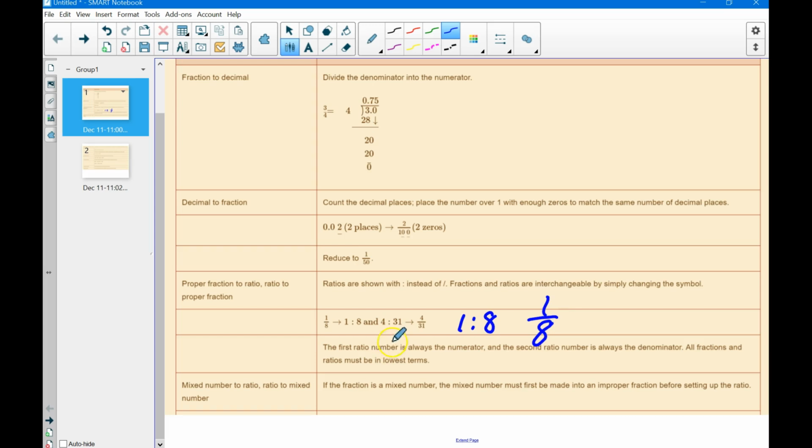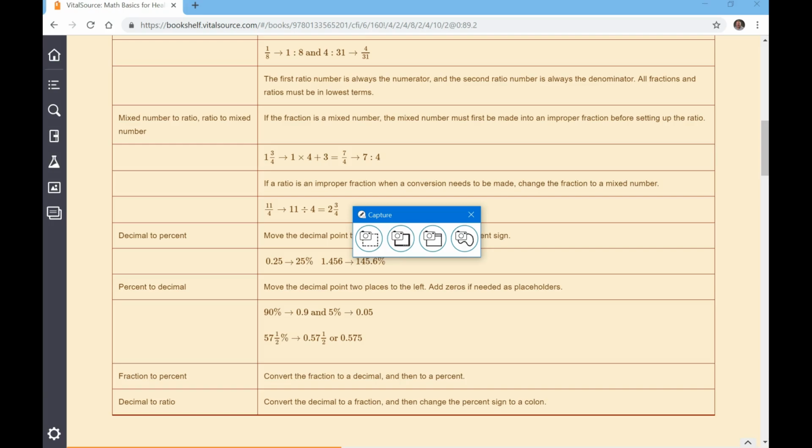Like I show you right here, we have 4 and 31. 4 is on top, 31 on the bottom. And that's it. So, it says right there, first ratio number is always the numerator. Second one is always the denominator. Nice.